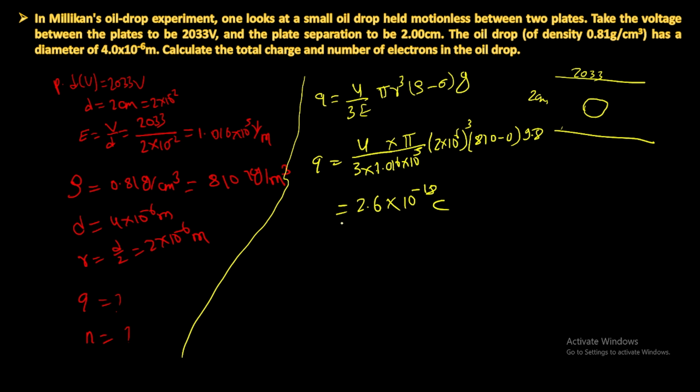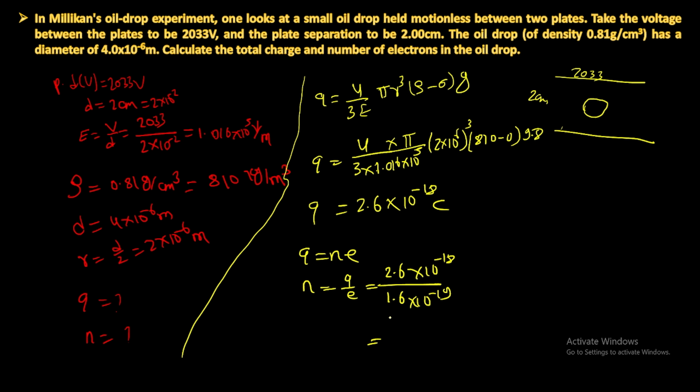This is the total charge in the given oil drop, which is suspended between the two parallel plates when a potential difference of 2033 volt is applied between the two parallel plates separated by 2 centimeter. So this is the total quantity of charge. Now the second part is to find the number of electrons in the given oil drop by the concept of quantization. Q is equal to N e and N is equal to Q by e. The total charge we already found, 2.6 into 10 to the power minus 18, divided by 1.6 into 10 to the power minus 19.